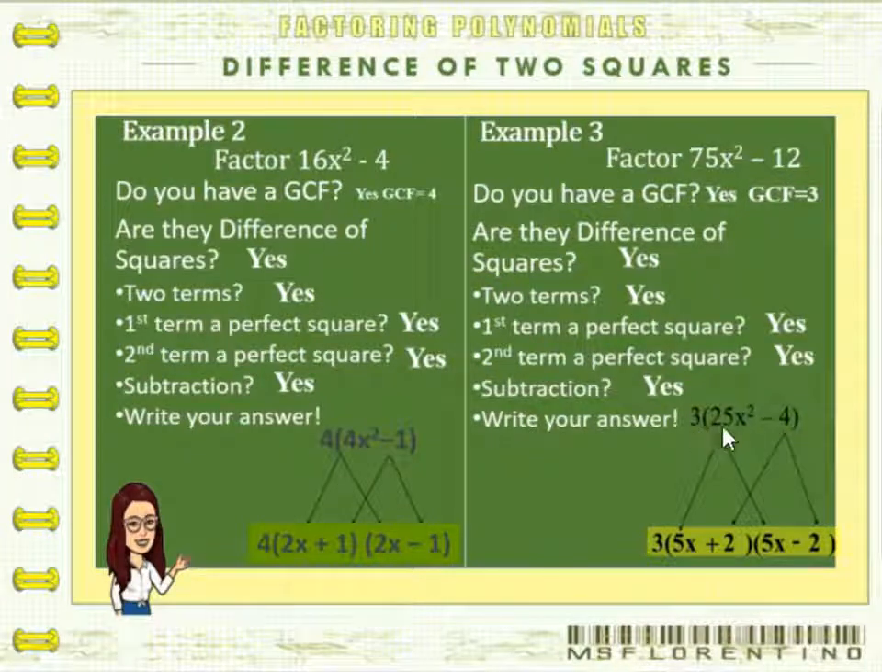We get the square root of 25x squared, that is 5x. The square root of 4 is 2. Since there's a minus sign in between, we use the plus and minus for the factors. The complete factored form of 75x squared minus 12 is 3 times quantity 5x plus 2 times quantity 5x minus 2.